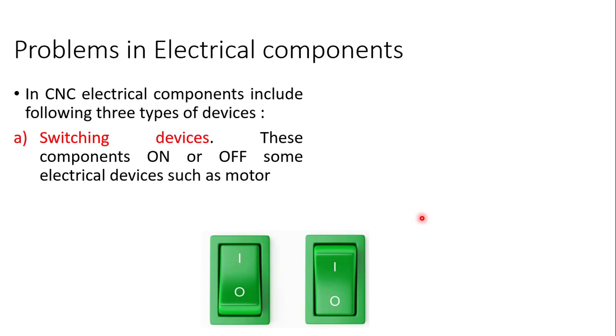Clear? So electrical, like a motor is to start or stop. It is 0, it means when it is a 0 it means off, when it is a 1 it means on. Clear? As you can see on this switch.